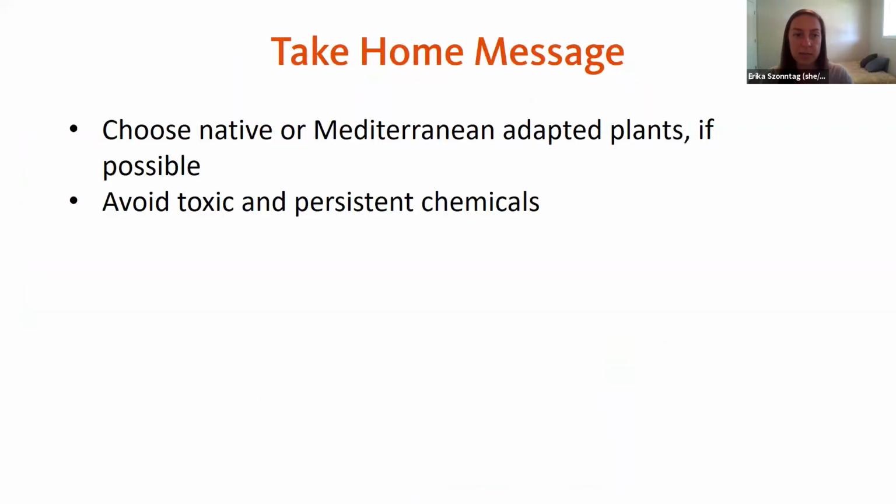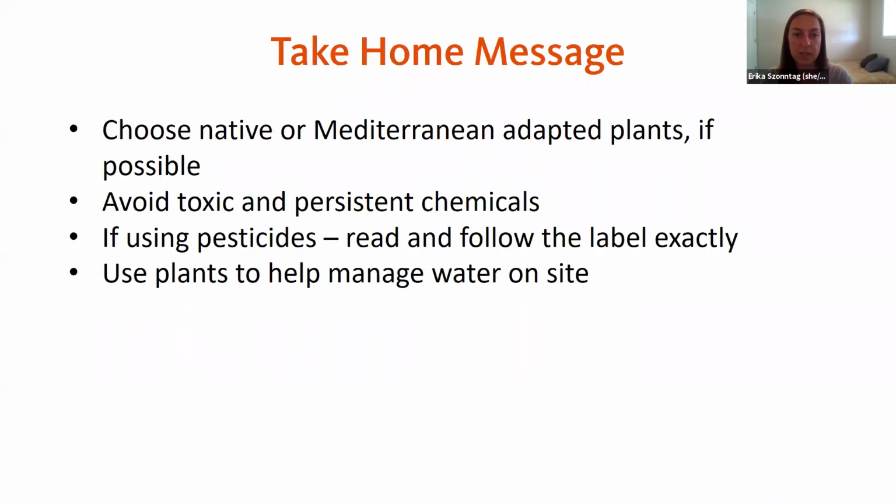So the take-home message for waterwise gardening is to choose native or Mediterranean adapted plants if you live in Western Oregon, if possible. If not, I encourage you to look up what kind of climate you do live in and then see what sort of plants might match that, if you want to branch out a little bit from using natives.